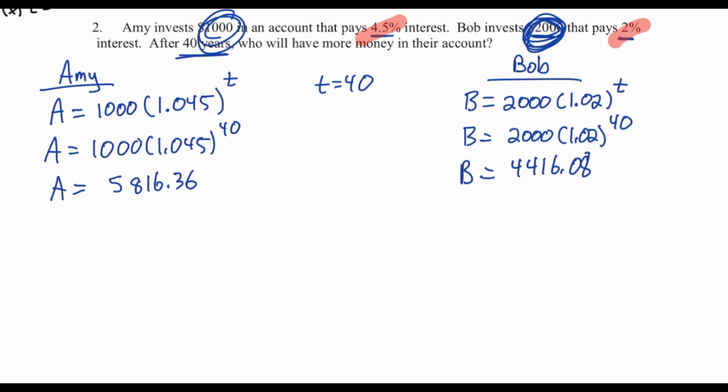rate made a big difference. And once again, that's the power of compound interest. That is the power of exponential growth. Even if you start with a little bit less, if the percentage is bigger, you're going to earn more and more money each year and eventually catch up and surpass Bob.